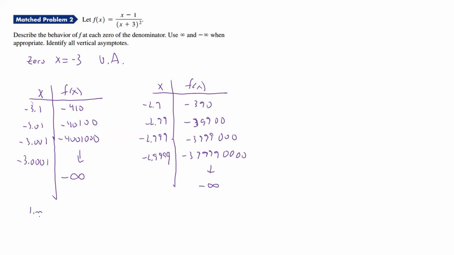So the limit as x approaches negative 3 from the left of f of x, again, we're not going to write it all out, is going to be negative infinity. And here, the limit of f of x as x approaches negative 3 from the right is going to be negative infinity as well. Okay, so those two we can see are equal, they're both going to negative infinity. And so that means at our vertical asymptote, negative 3, they're both coming down to negative infinity. They're both going that way.